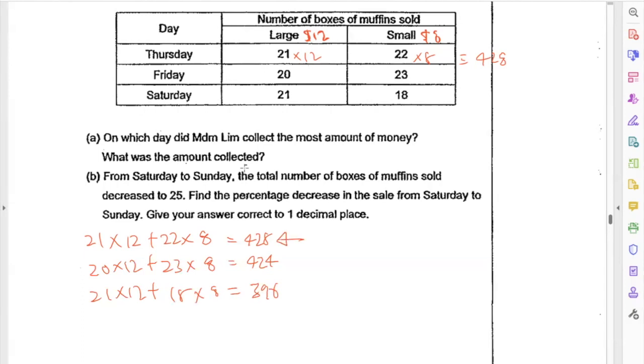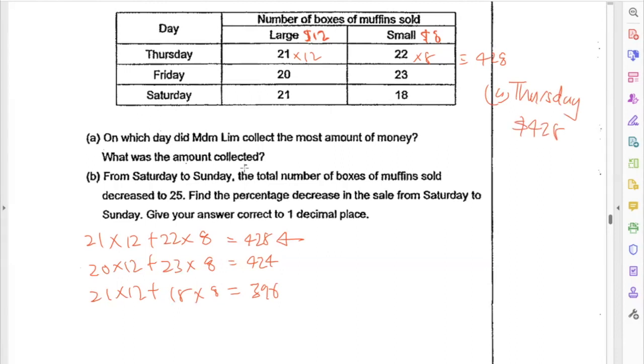So the answer for part A is Thursday, and the amount is $428. Pretty simple. Okay, so I'm going to erase this so I have space to do the next part.